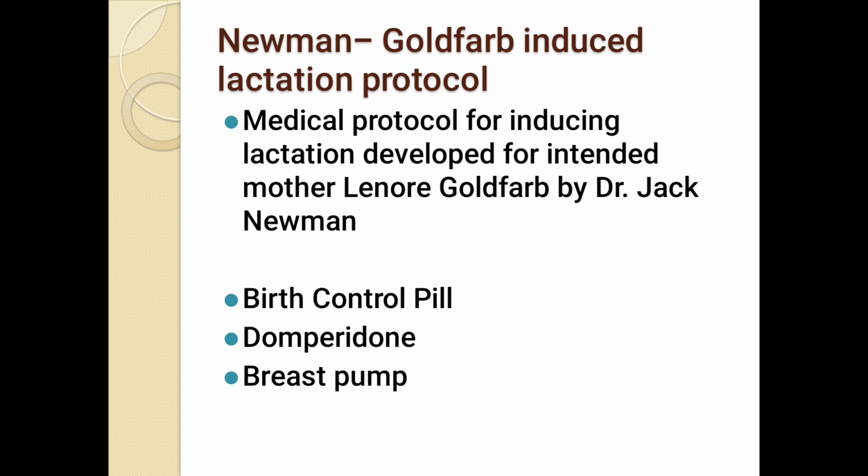And then they give domperidone. Domperidone is a dopamine antagonist, which will inhibit dopamine secretion. Hence the prolactin will increase, so it will cause milk secretion. And for expulsion, they will use a breast pump, or they will allow the baby to repeatedly suckle the breast. So these 3 things will be given sequentially to induce lactation in a female even without getting pregnant or giving birth to a baby. This is very much useful for adopting mothers. So that is the induced lactation protocol by Newman and Goldfarb.